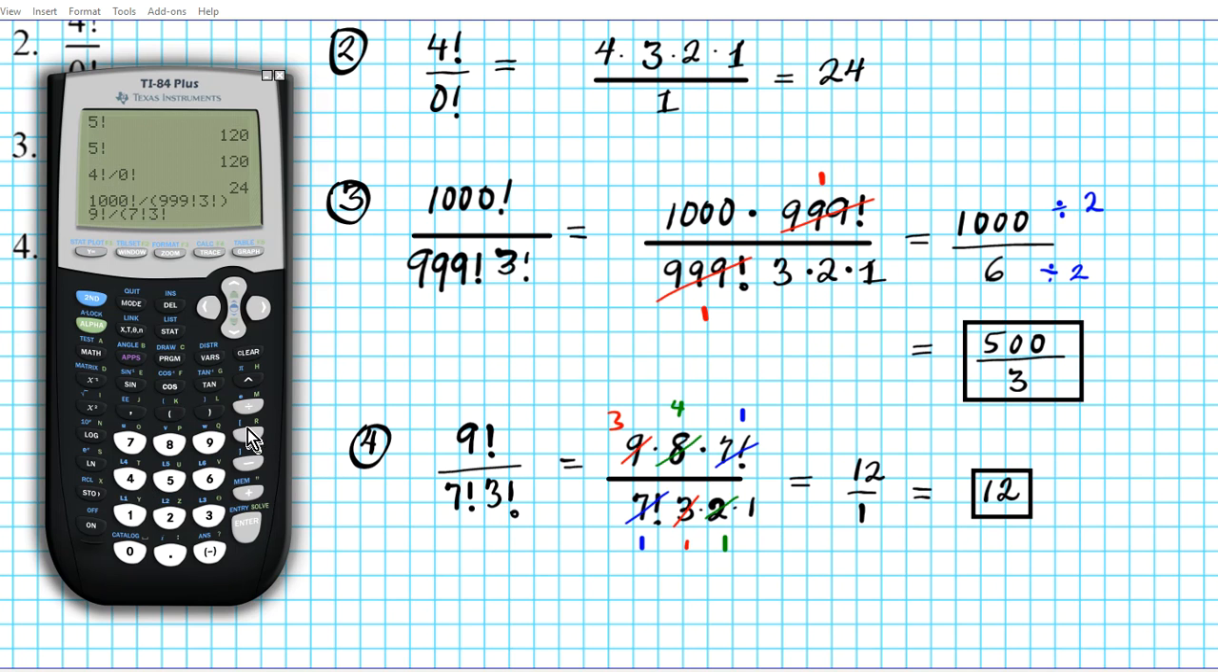Remember, you can always go to the catalog if you do not remember the sequence of buttons to give you the factorial operation. Okay? So let's see what the answer is. Answer is 12. Our answer that we got manually is correct.